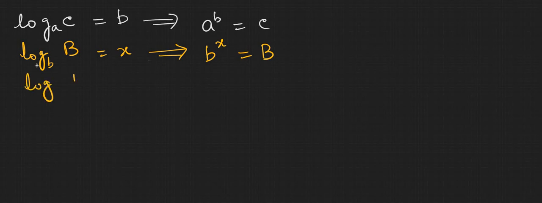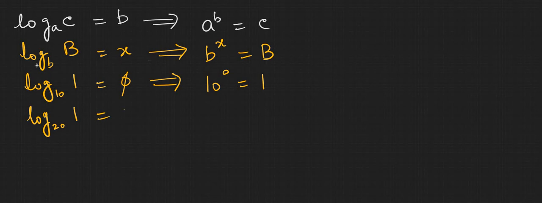If log 1 base 10 is equal to 0, we can write it as 10 to the power 0 is equal to 1. And we know that anything raised to the power 0 is 1. Because anything raised to the power 0 is always equal to 1, we can safely say that logarithm of 1 base anything always equals 0. So if we have log 1 base 20, that will also be equal to 0, and we can also write this as 20 to the power 0 is equal to 1.